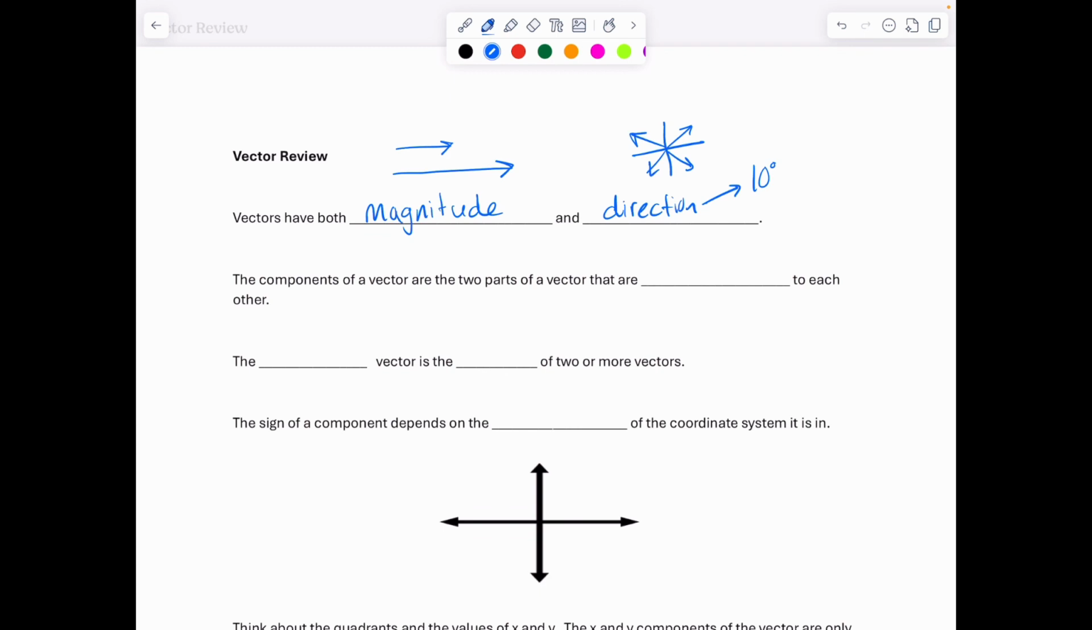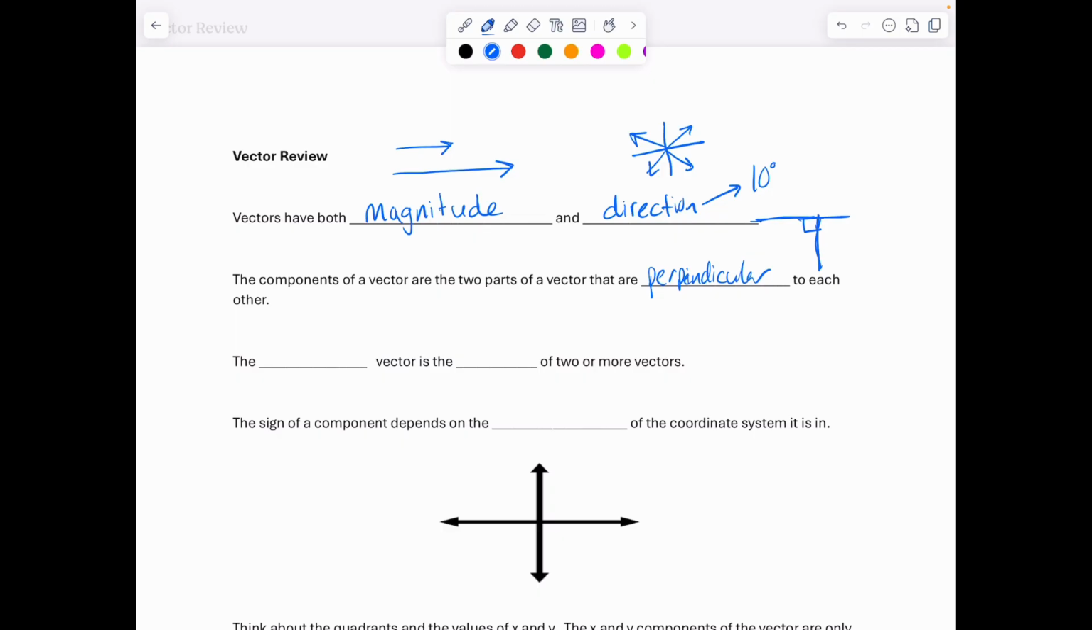Now, the components of a vector are the two parts of a vector that are perpendicular to each other, meaning that one goes this way and one goes this way, forming a right angle at some point. That's the perpendicular part there. So you're going to have a right angle formed, and that's how you have the two parts of the vector.